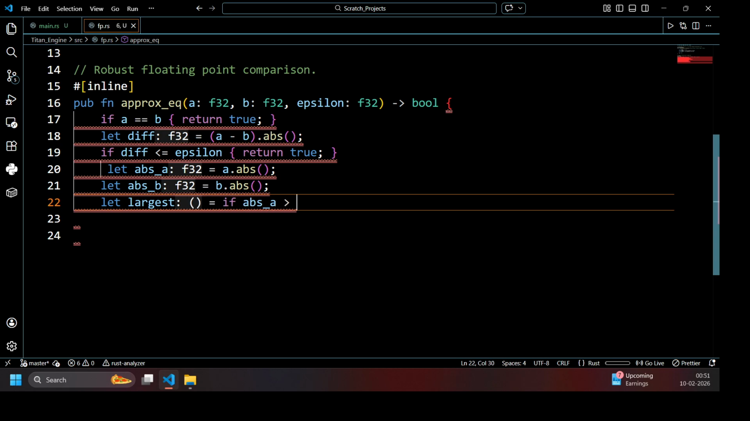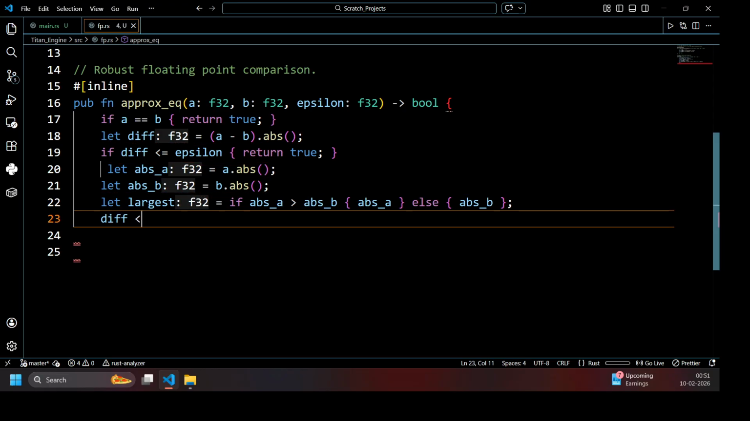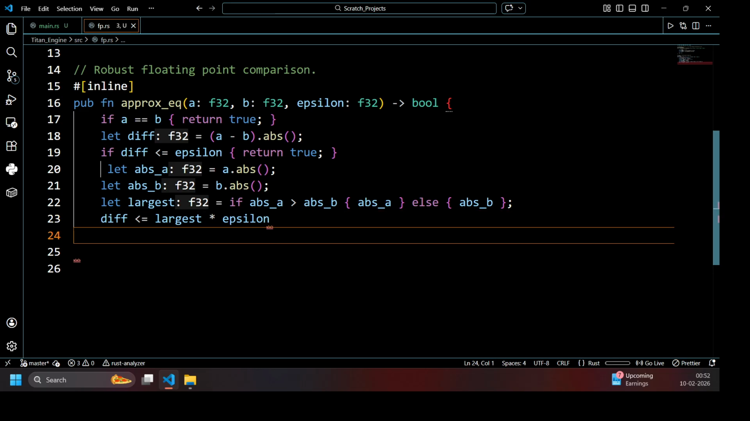We are not comparing diff to just epsilon. We are comparing diff to epsilon percent, essentially, of the value itself. So if largest is, say, 1,000,000, and our epsilon is a tiny 10 to the minus 5, then our allowed error, our tolerance, becomes 1,000,000 times that, which is 10. The tolerance grows with the numbers. That makes so much more sense. It ensures that equality means the same thing relative to the scale of the problem you're working on.